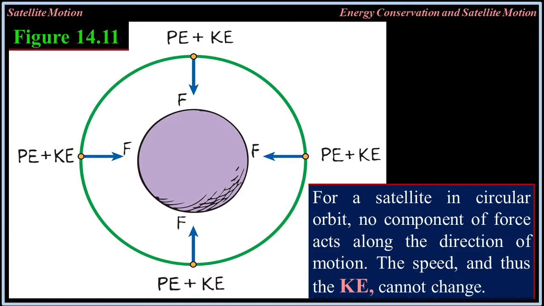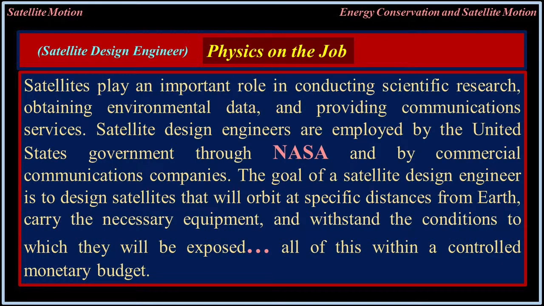Figure 14.11. For a satellite in circular orbit, no component of force acts along the direction of motion. The speed, and thus the kinetic energy, cannot change. Consider this figure 14.11 carefully.